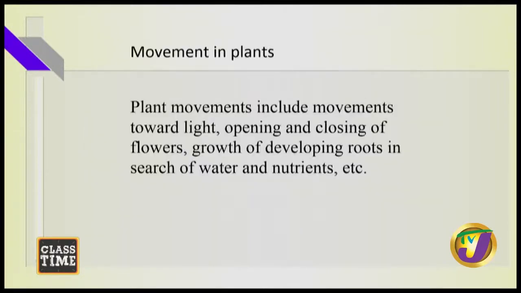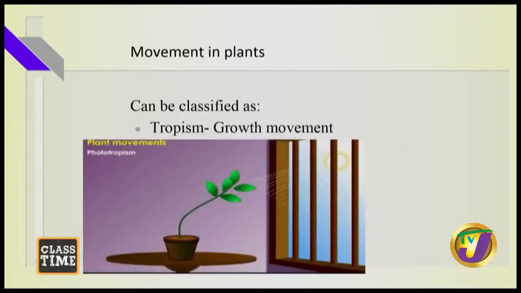Now, as I said before, plants do undergo movement, and we're going to see how plants actually do this. So plant movements include movement towards light, opening and closing of flowers, growth and development of roots, and movement of roots to find water, nutrients, etc. Now, plant movement can be classified into two types. The first type is tropism, which is growth movement.